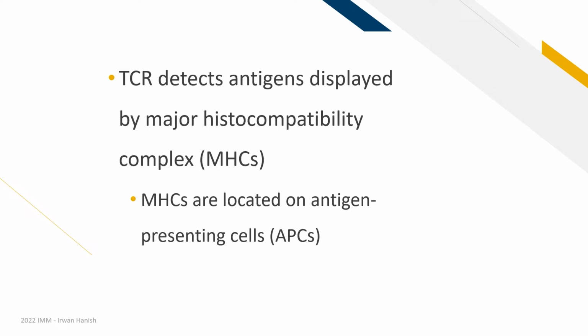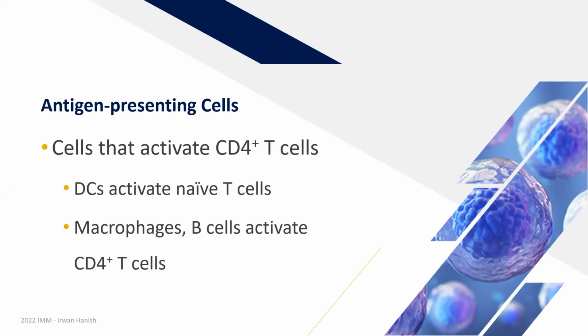Try to say that really fast. Major histocompatibility complex. Where do we find major histocompatibility complex? We find them on the surface of antigen-presenting cells. Antigen-presenting cells are cells that activate CD4 positive T cells. Examples of APCs are dendritic cells, who activate naive T cells to be CD4 positive, and macrophages and B cells, they stimulate the existing CD4 positive T cells.